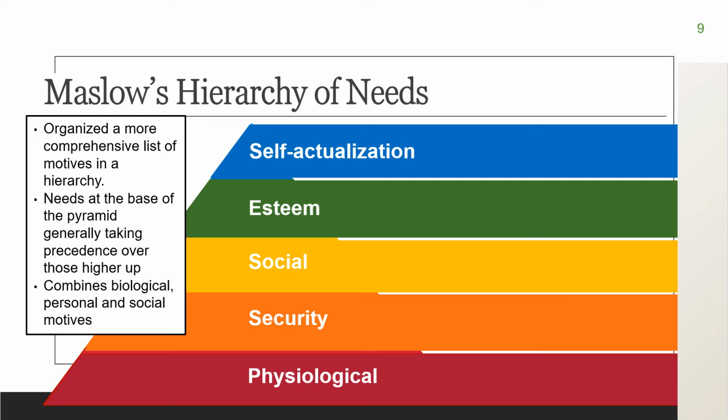According to Maslow, if you satisfy the lower levels of the pyramid, you move to the next. So let's take a look at each of these levels.